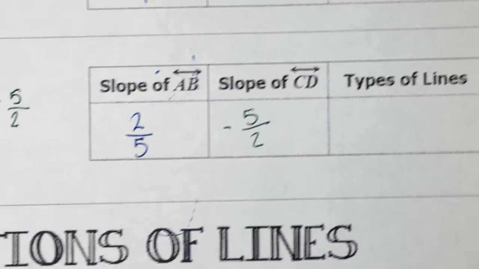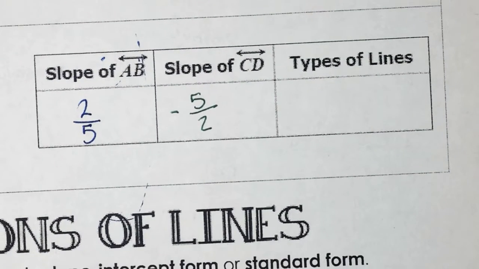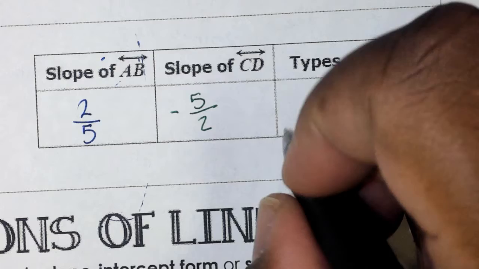Yeah, these lines are perpendicular based on their slopes.